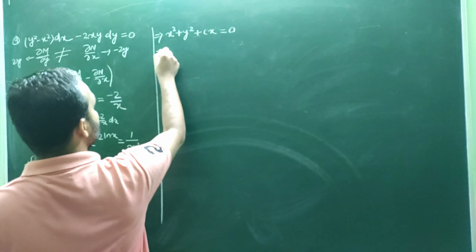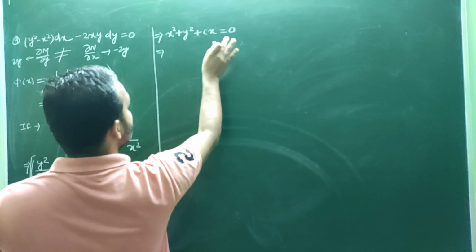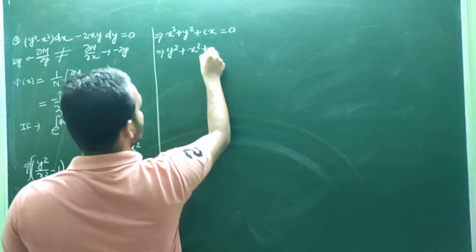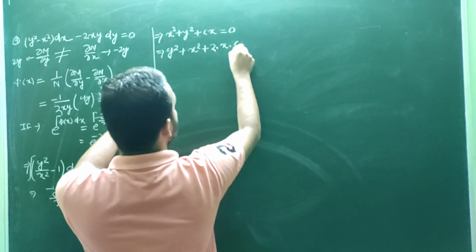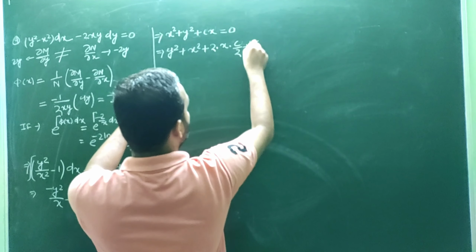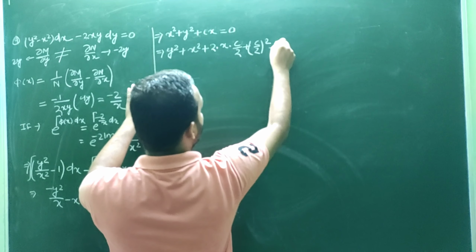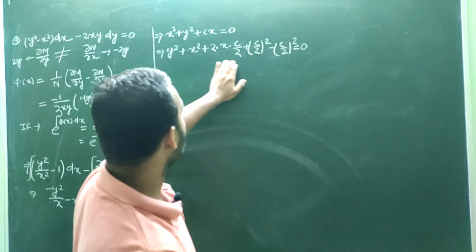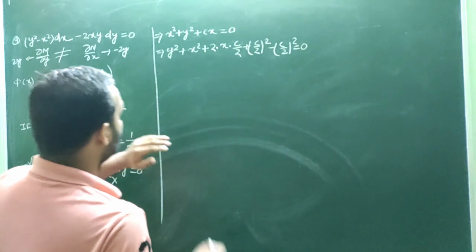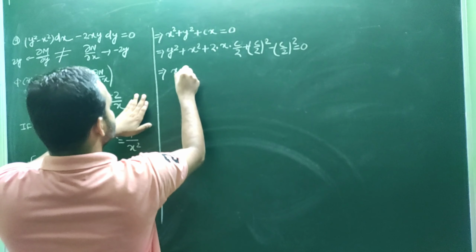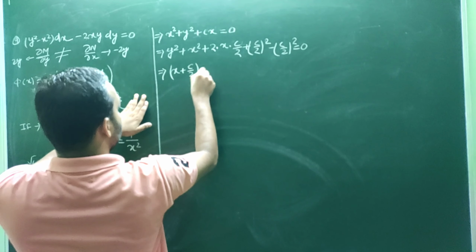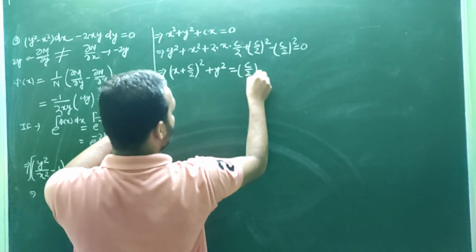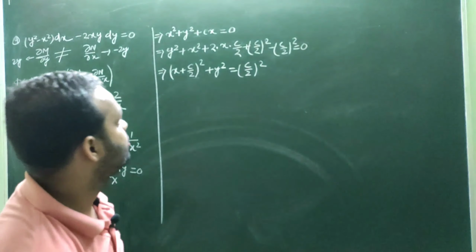So what we can do, we can convert it to exact square. So y square is as it is, and x square plus 2 into x into c by 2 plus c by 2 whole square minus c by 2 whole square is equal to 0. Take this term to this side, and this will be x plus c by 2 whole square. So what we got here, x plus c by 2 whole square plus y square is equal to c by 2 whole square. This is the equation you got.